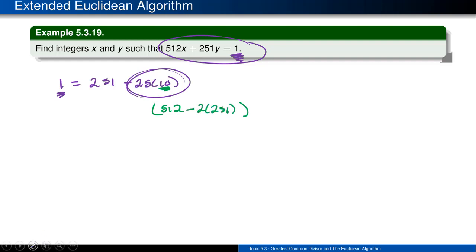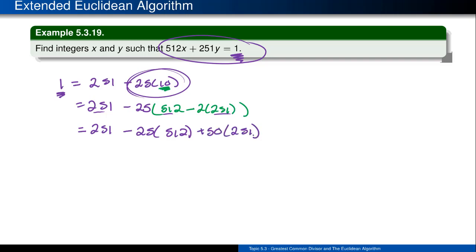Okay, and then I'm going to bring down all of that purple stuff that I had before. So in this case, I'm going to have a 251 minus a 25. Okay, so now I just got to clean this up a little bit. You're going to see that I have my 512s, I have my 251s, I just need to group all these things together. So distributing that negative 25 is going to give me a negative 25 multiplied by a 512, and then I'm going to take that negative 25 and multiply it by that negative 2, which is going to turn into a positive 50, and then there's going to be a 251 in front of that.